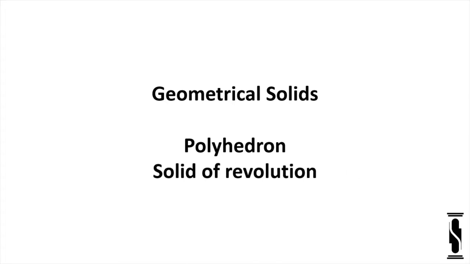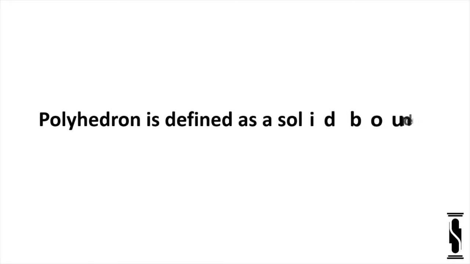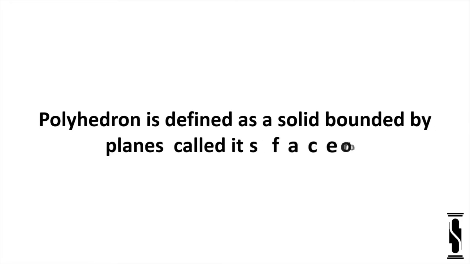Geometrical solids or geometrical forms are further divided into two categories. Number one, polyhedron, and number two, solid of revolution. A polyhedron is defined as a solid bounded by planes. These planes are known as the faces and base of the solid. There are various types of polyhedron.